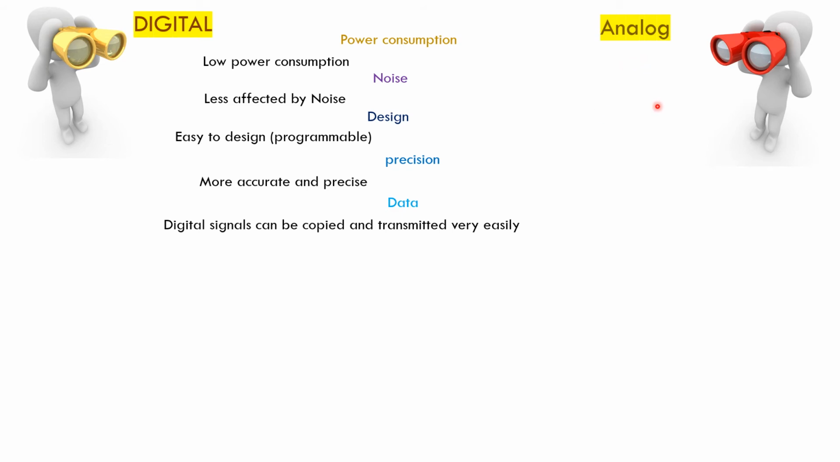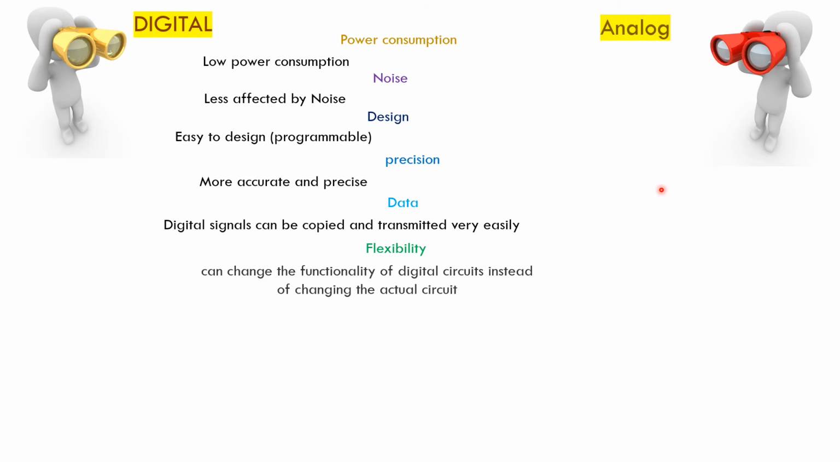Whereas in analog, the data keeps on changing and the data is very difficult to store and it needs large memory to store the data. Because of this noise effect on the data, it is difficult to transmit in analog electronic systems.